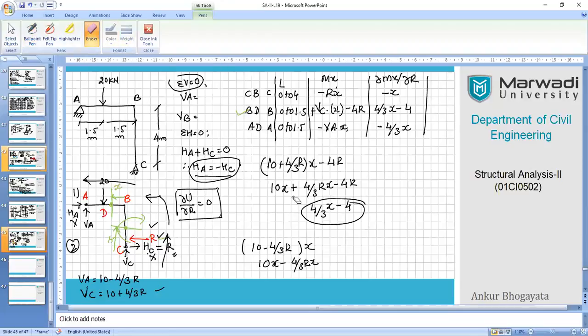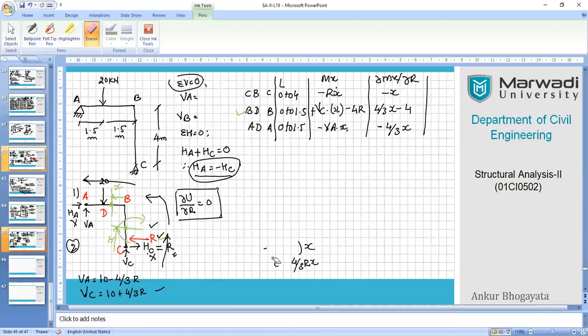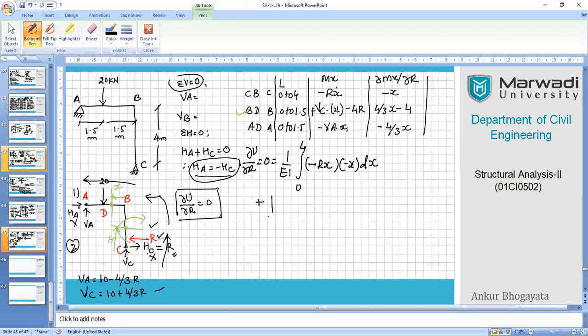And now I'm leaving it up to you, that you are good enough to add them together, and then place them in a sequence and form the equation. That's what earlier you used to do, as del u upon del r equals 0. That means, how do we write it? 1 upon EI, segment wise, 0 to 4, let us say first segment, that is m into del mx upon del r into dx. So that is minus rx into minus x dx plus one more, let us say EI, 0 to 1.5.